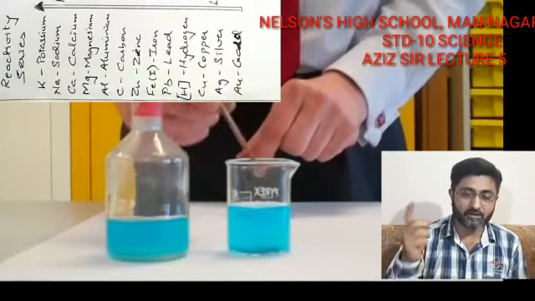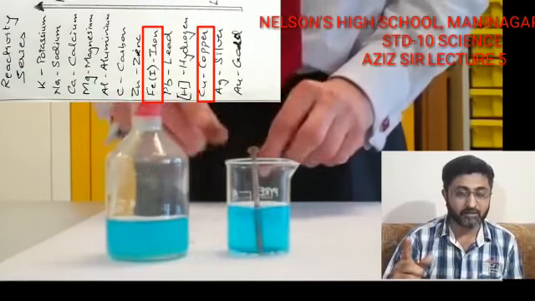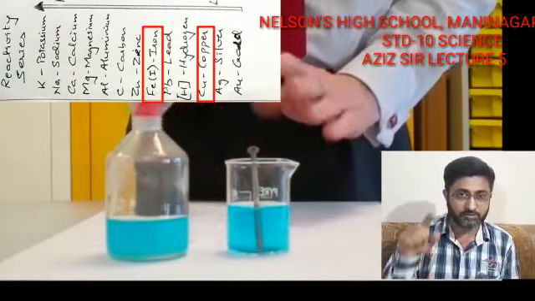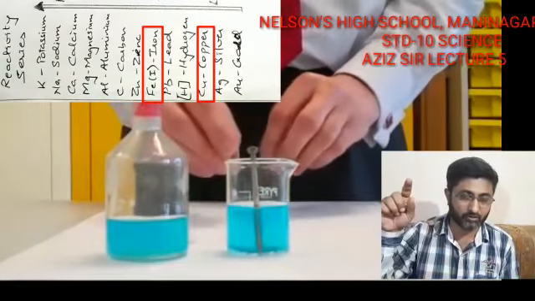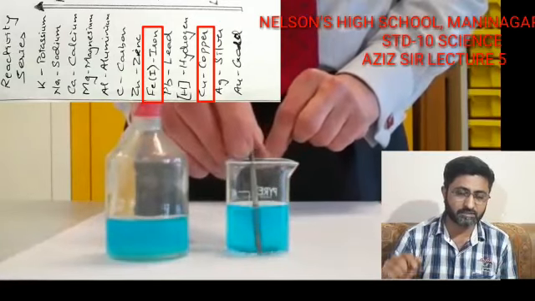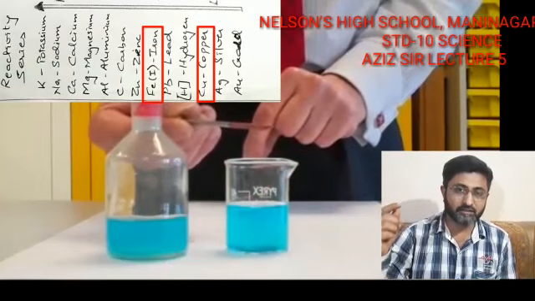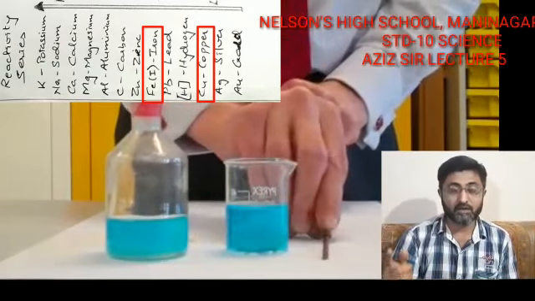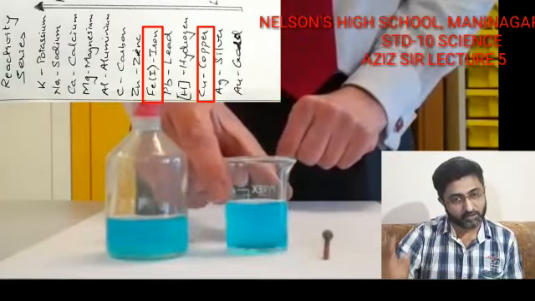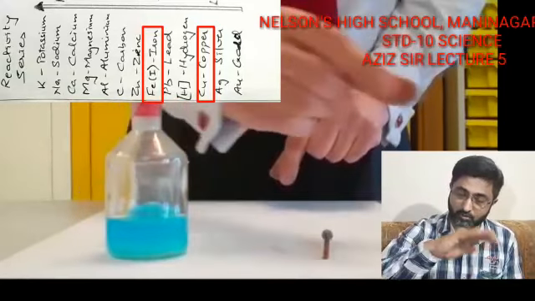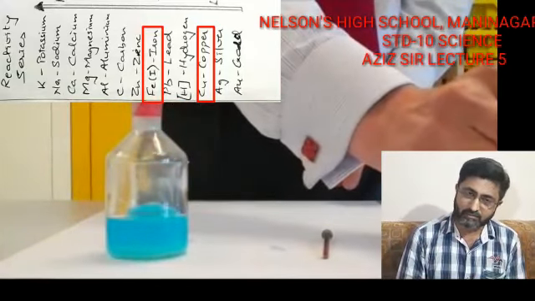Rather, I would say that iron is a more powerful element in the series. As you are able to see, iron is at the top and copper is at the lower side. So iron is more reactive compared to copper, and this iron has displaced copper, and the copper has accumulated on the iron nail, and the same amount of iron has gone into the solution.